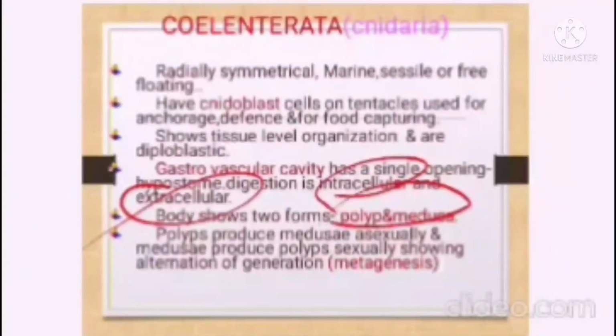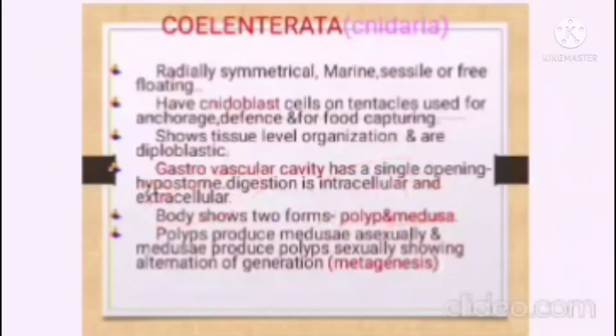Okay, so this point is just to note down. Polyps produce medusa asexually and medusa produce polyps sexually. What is this polyp and medusa? Same organism but exhibiting two different structures. One is the normal structure, one is the sexually reproducing structure. Like sporophyte and gametophyte are having different structures, but the organism is the same. Here also the organism is the same, but they are having different structures.